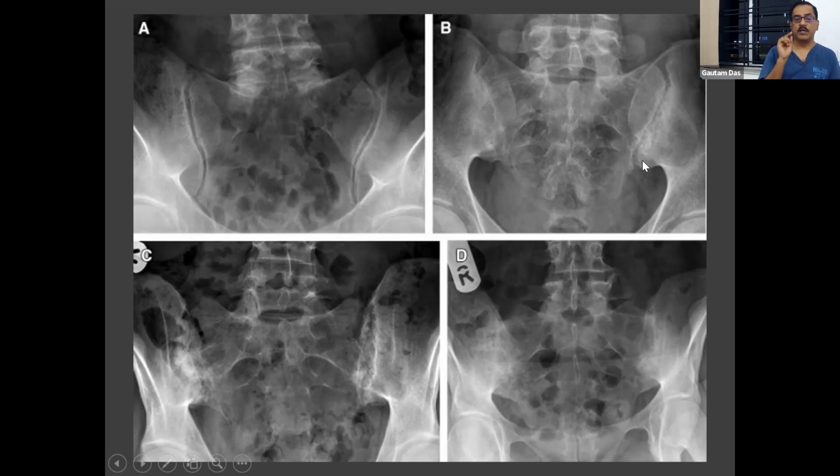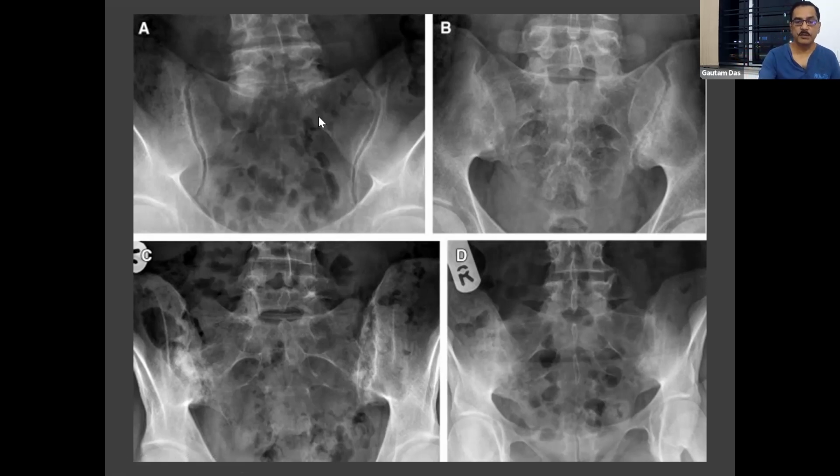So grade 1 is normal, grade 2 means there will be either a sclerotic joint, sclerosis means it will be looking more dense, and irregular margin. And third is the joint will be eaten up, like some insects are eating up these things, or joint space is very narrowed, either of that. Fourth is your joint is completely obliterated, fusion. That is your grade 4.